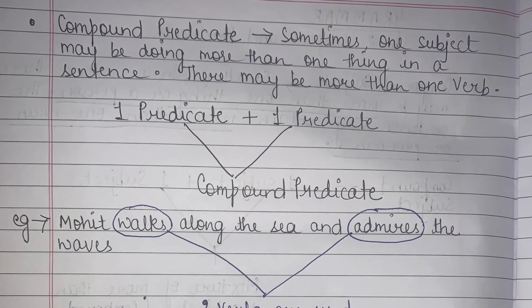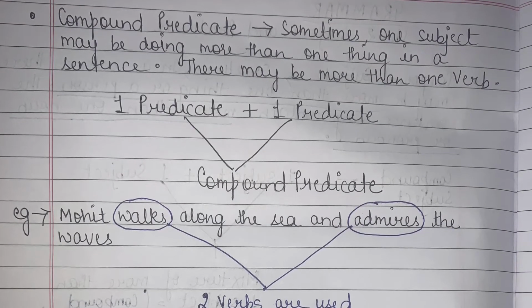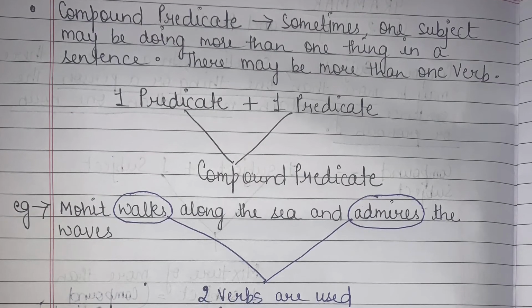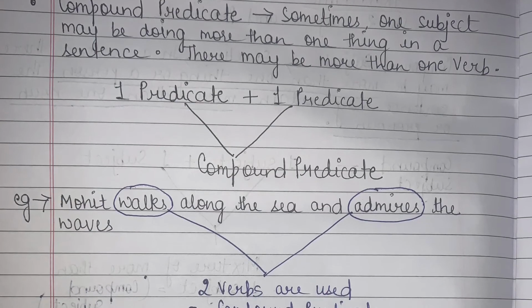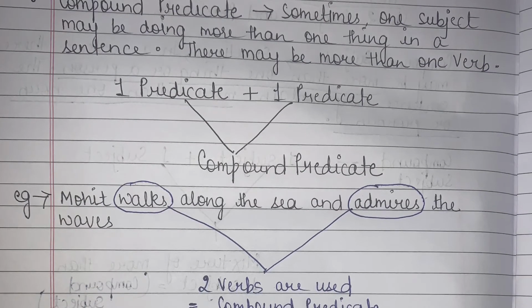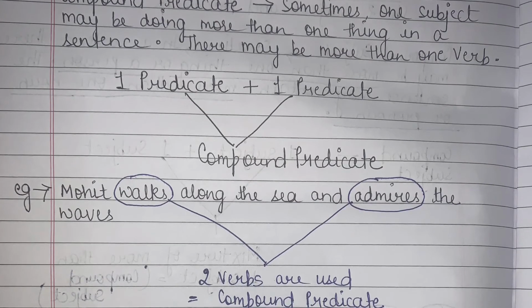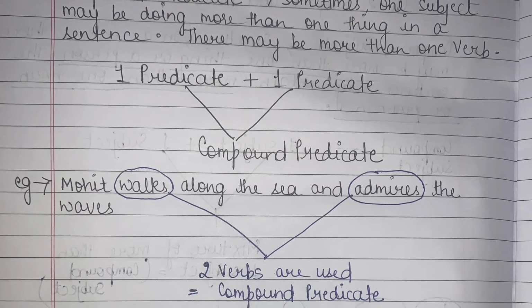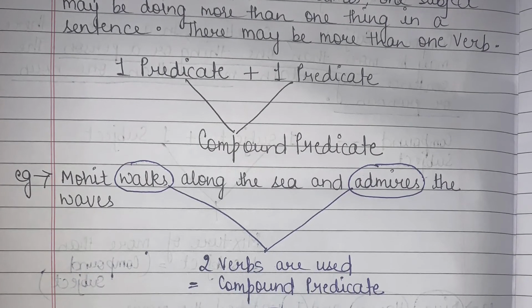Okay, so again the concept goes like this: one predicate plus one predicate is equal to compound predicate. You really need to understand this, that in my sentence it may happen that my one subject can do two works, right? It may do more than one thing, so that would be my compound predicate. Okay, so let's see with the help of an example.